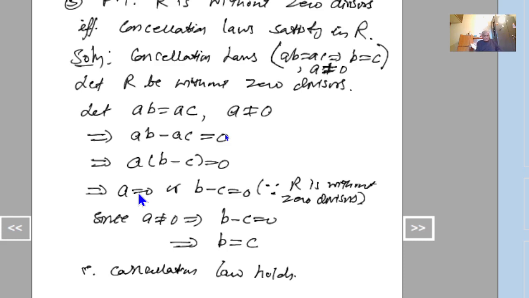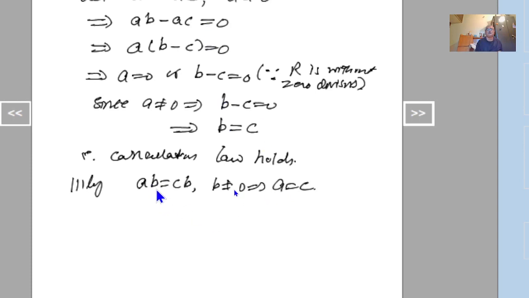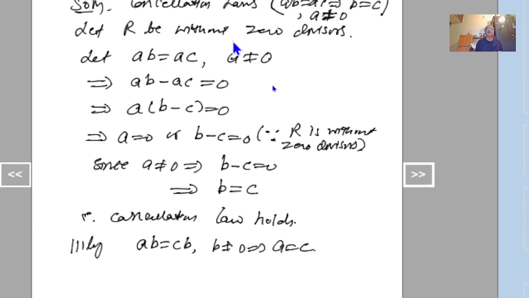And one more cancellation law is this one: AB equal to CB and B not equal to 0 implies that A equal to C. Similarly we can prove AB equal to CB and B is not equal to 0 implies A equal to C. In a similar way we can prove this also. Okay. So that is one way we have proved: R be a ring without 0 divisors, we have proved that cancellation laws hold in it.